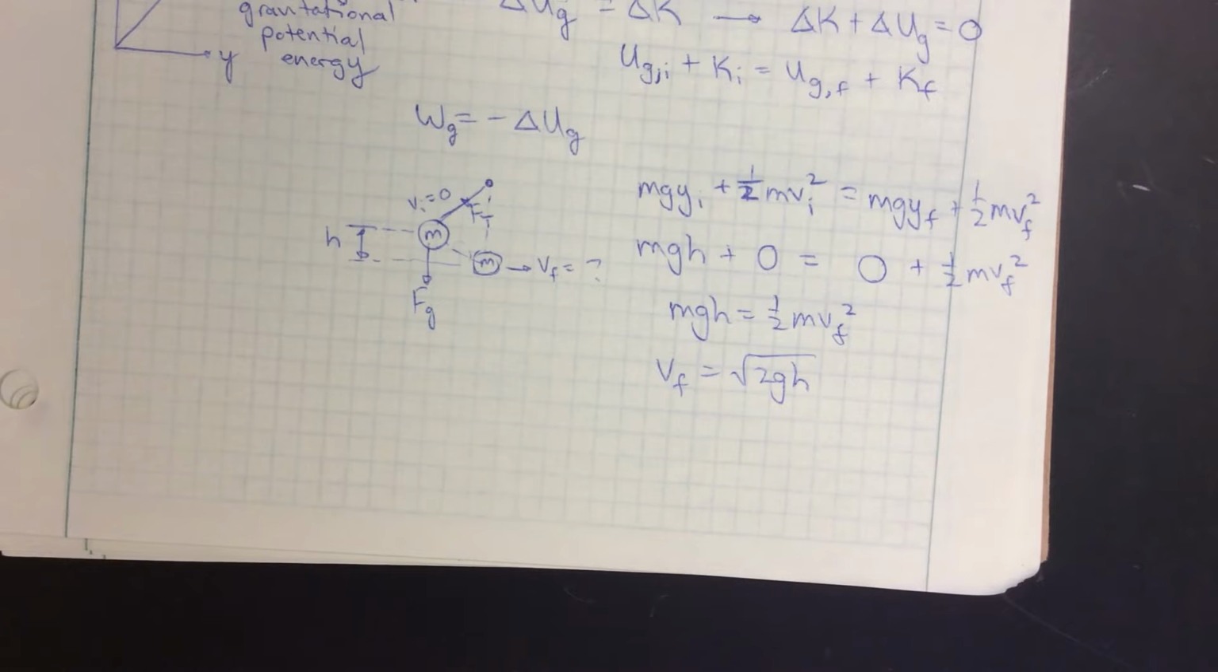Yeah. So, I've got a question on the velocity. Would it be velocity in the y direction, or velocity in the x direction? It is the actual velocity, the magnitude of the velocity. So it doesn't have to be in the x, it doesn't have to be in the y. It is the net velocity.